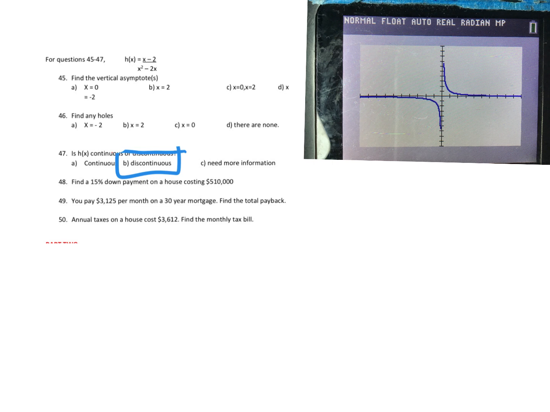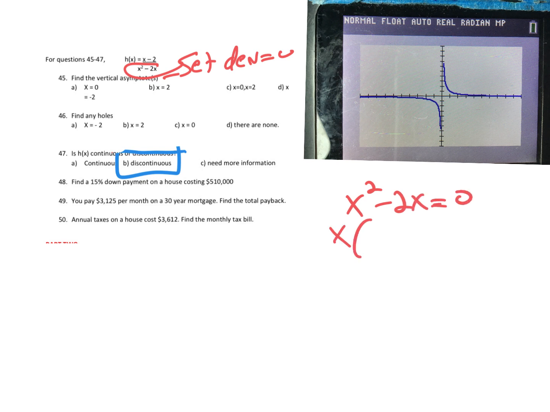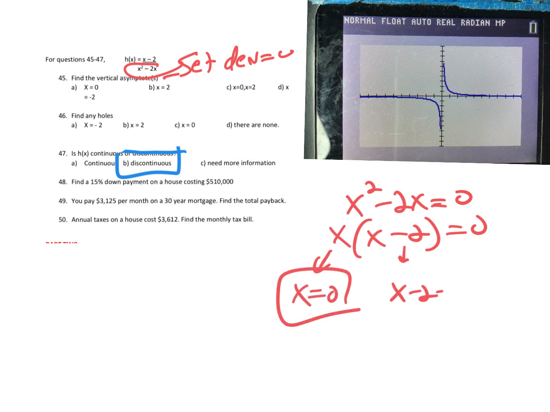Now for 45, find the vertical asymptotes. Again, we're going to set our denominator equal to 0 and solve. So we're going to go x squared minus 2x equals 0. I'm going to factor out an x, so I have x times x minus 2 equals 0. Then I'm going to set each of those factors equal to 0. So I have x is equal to 0, and x minus 2 equals 0. So it looks like my two vertical asymptotes are 0 and 2.